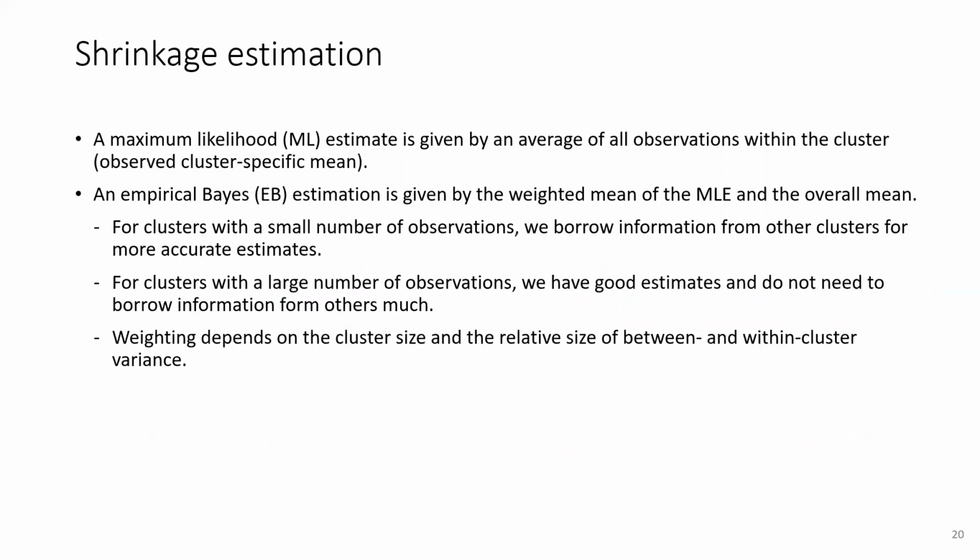Next is the shrinkage estimation, where the maximum likelihood estimate is given by an average of all observations within the cluster, which is the usual mean. And this empirical Bayes estimation is given by the weighted mean of the MLE, the estimated city mean, and the overall mean. So for clusters, or in our case for cities with a small number of observations, we borrow information from other clusters for more accurate estimation.